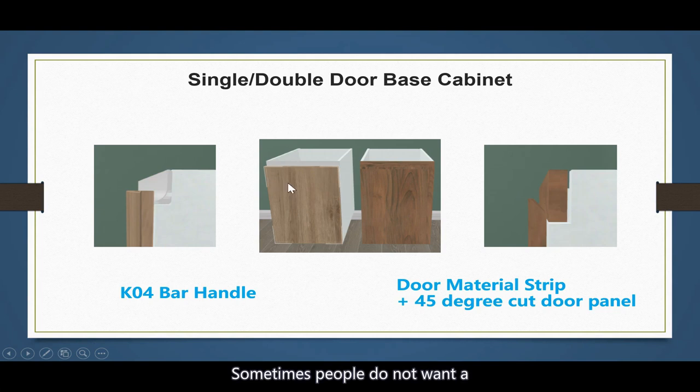Sometimes people still do not want the bar handles in different colors. They want them in the same door material as well. So this is why we have these door material strips plus 45 degree cut door panels. For the door material strips, it does not have a nice J shape or L shape. It's just straight panels. If the door panels are straight, we do not have the gap to open it. So we need to cut the door panels at 45 degree edge cuts. Now we have this nice little gap, and we now have the bar handles in door material strips as well.